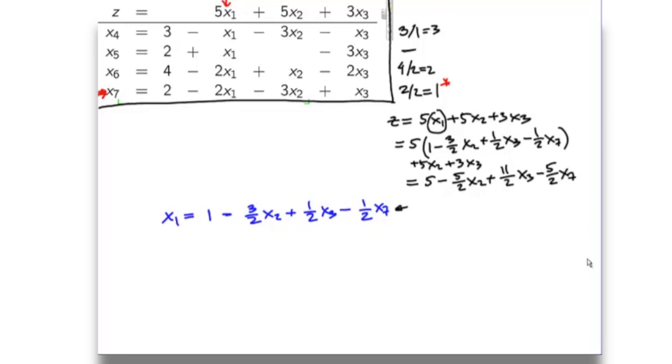All right, so we got the new expression for z, and we will put it in our new z row. Okay, so z is 5 minus 5/2 x2, then plus 11/2 x3, and then minus 5/2 x7. Okay, so let me draw the line here between z row and the constraint rows. All right, so now we can get rid of this part here.